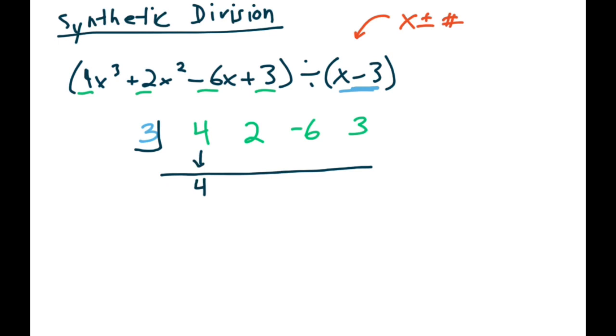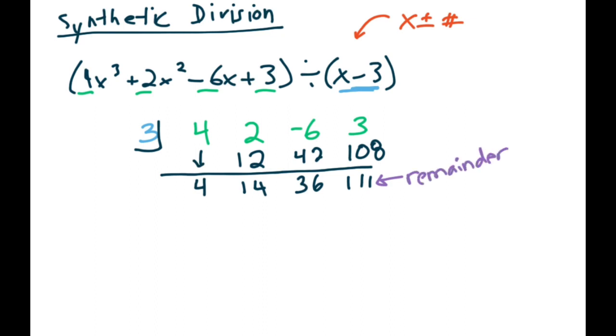Anything below the line gets multiplied to the number in our half box. So 3 times 4 is 12. Add down. 14 is now below the line, so 3 times 14 is 42. Add down to get 36. Multiply to get 108. Add down to get 111. This 111 here is our remainder.